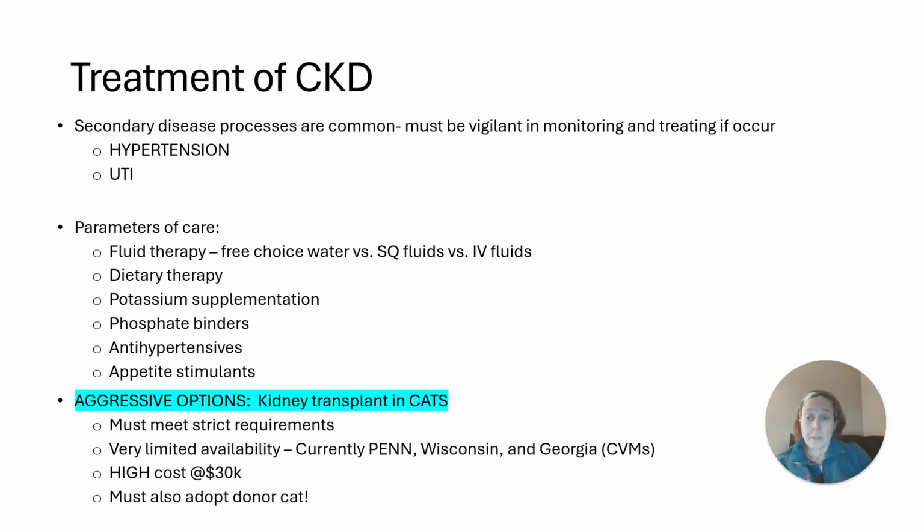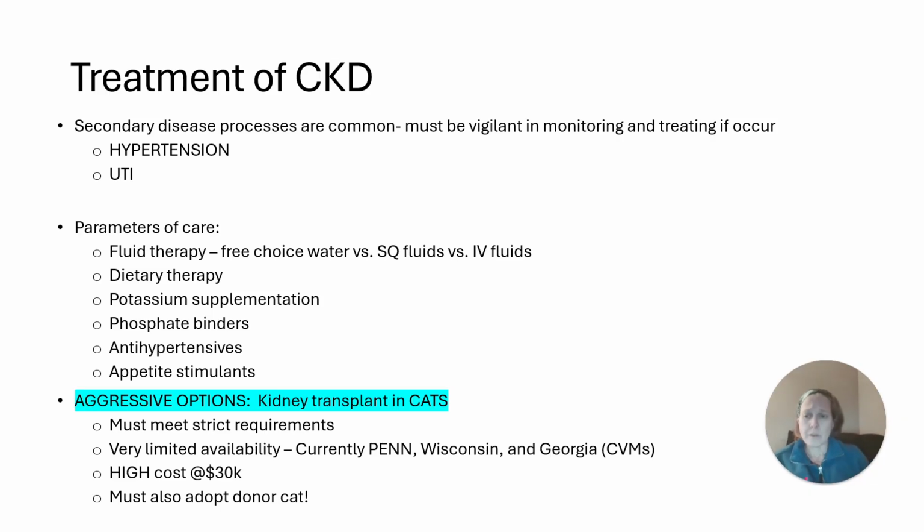And what do we do to treat it? Well, kidneys, unfortunately, are an organ system that once they are damaged, it is very hard for them to repair themselves. So oftentimes we have some comorbidities or secondary disease processes that happen. Hypertension can lead to and be a byproduct of chronic kidney disease. UTIs are a common factor in animals that have chronic kidney disease as well.